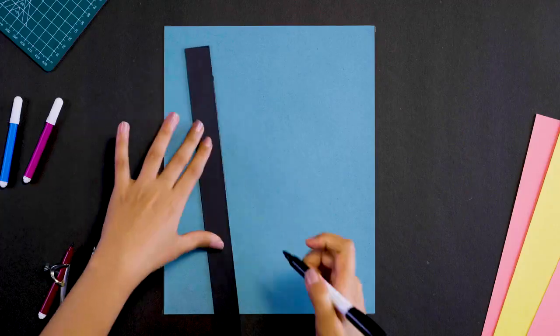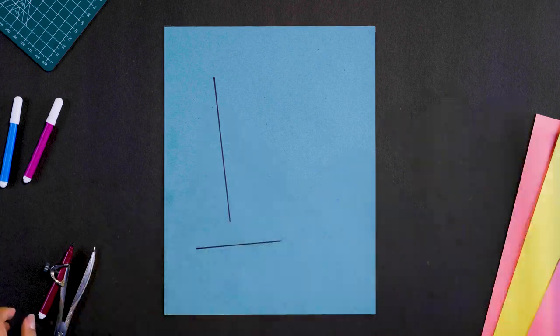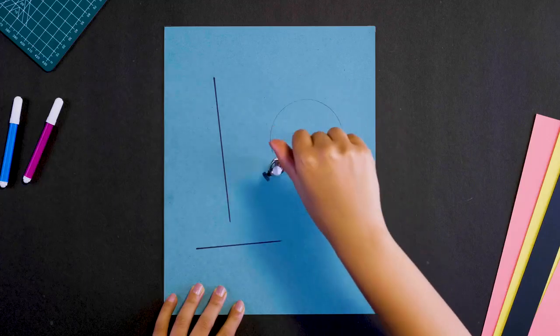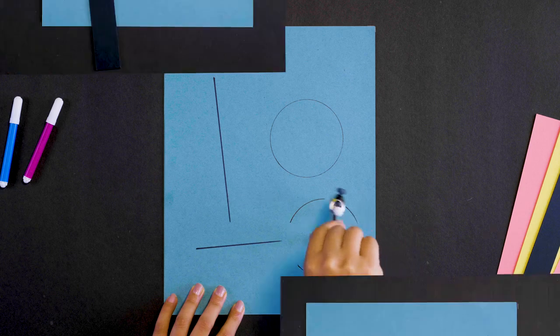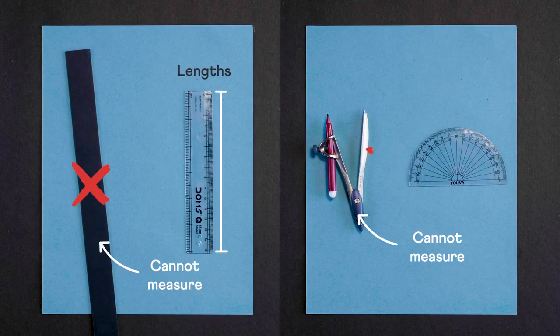Using a straight edge, you can draw only straight lines. And using a compass, we can make circles and arcs. You cannot use them to measure lengths or angles. Let's begin our constructions.